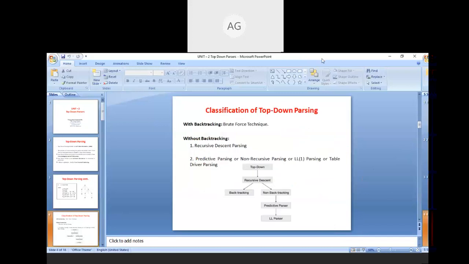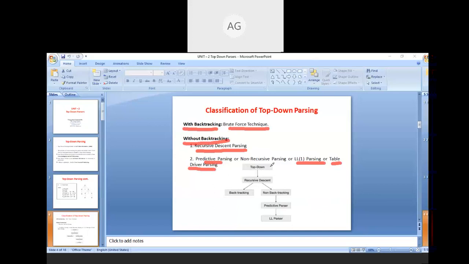So basically, the classification of top down parsing. Top down parsing is also classified into various types. First is with backtracking, in which the brute force technique is adopted, and the second is without backtracking. Here the techniques adopted are recursive descent parsing and predictive parsing, and there are various names for this: predictive parsing or non-recursive parsing or LL1 parsing or table driven parsing. All can be termed as the same.